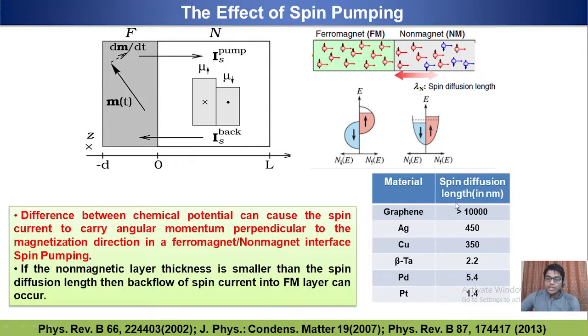And on the right-hand side, I have mentioned the spin diffusion length of a few materials, where graphene, which has very low intrinsic spin-orbit coupling, shows a very high spin diffusion length, and platinum-type materials, which have very high spin-orbit coupling, show a very small spin diffusion length.